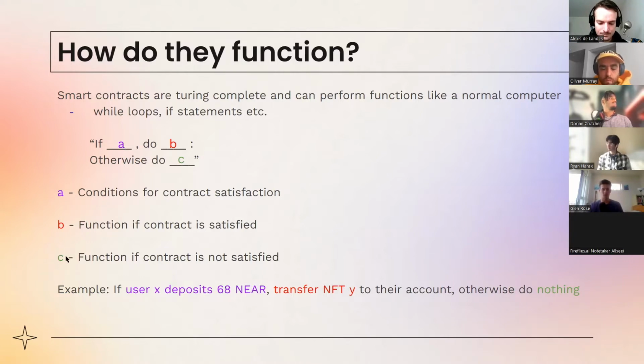So in this theoretical example here, let's say the condition for satisfaction is that to receive the NFT, you need to pay 68 NEAR tokens to the contract. So if a user deposits the 68 NEAR tokens, the contract will automatically transfer the NFT to their account. And if the 68 NEAR tokens are not deposited, then the contract will do nothing.